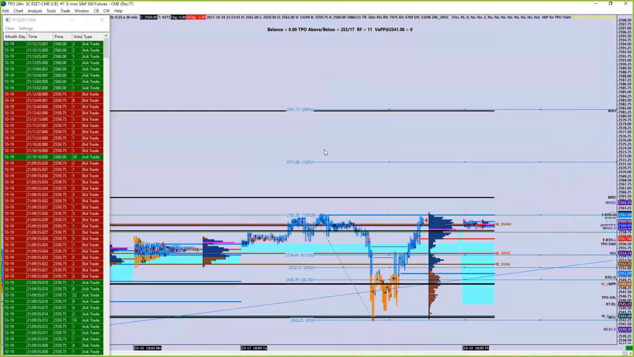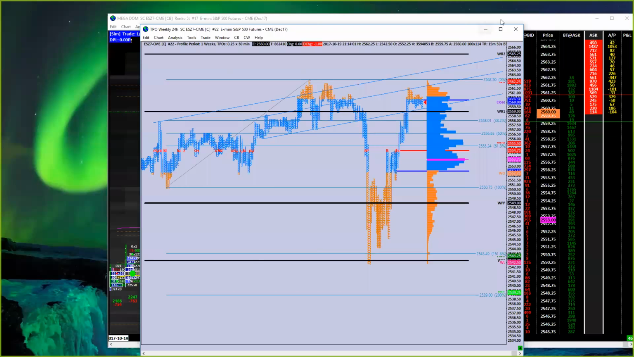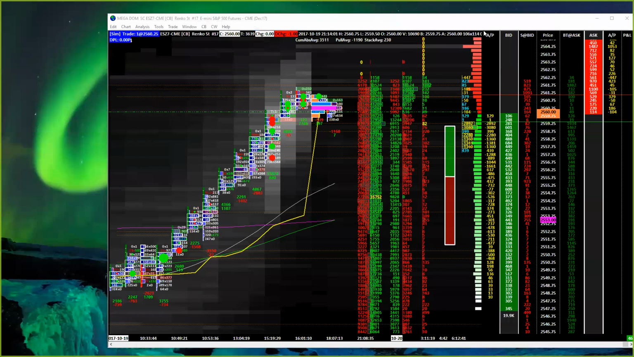2571-ish would be our first target, and our second target, which would be the measured move of this weekly chart, it would not happen in one day, I don't think, would be 2581.75 or somewhere around there, and that just so happens to coincide with weekly resistance 3. It'll probably match up with something on the monthly. Anyway, that's my analysis of what happened today.